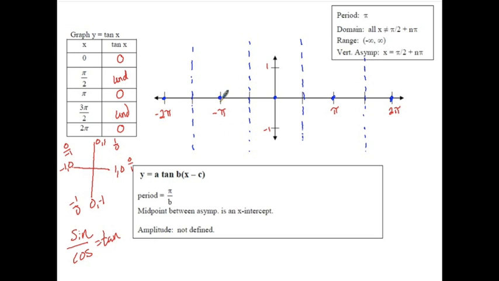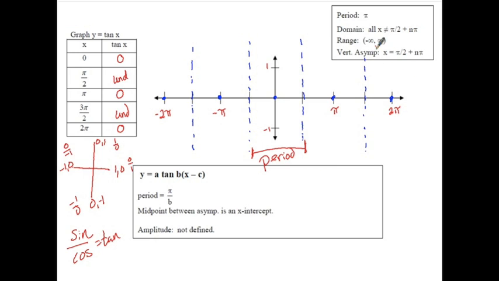And what's going to happen is, in between these asymptotes, let's first look at this. The period is pi. From an asymptote to an asymptote, this is your period. From your asymptote to your asymptote is your one period. It does everything in between, and then it's going to repeat and repeat.